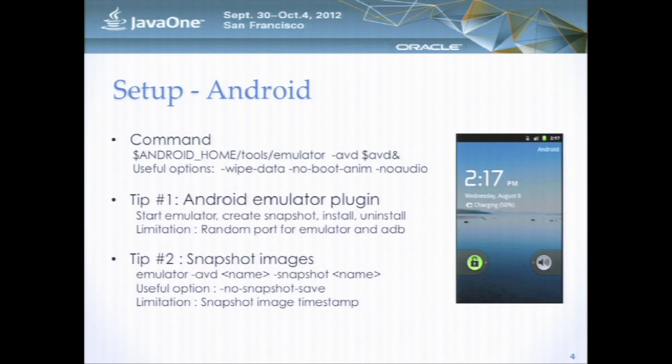However, there's one limitation. When you save your snapshot, it saves the time and date, so when you reopen the emulator, it's going to be the day that you saved the snapshot. It could be a month ago, a year ago. This is a limitation if your test requires the current date and time. So that brings us to the next tip: how can we overcome that?